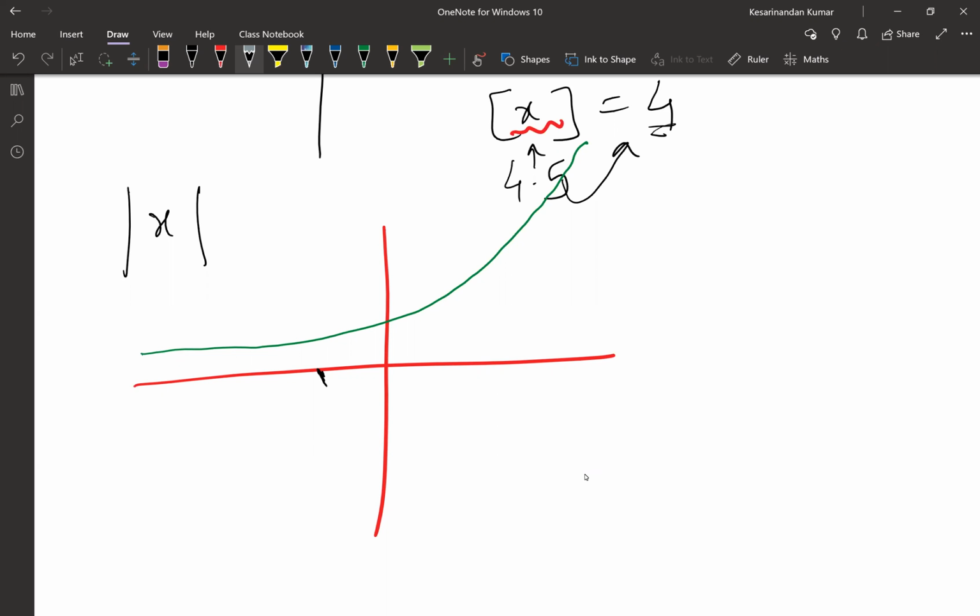No. If it's mod x, you only have to focus on mod x. That's it. We have something known as mod y also. There we consider the y-axis. What we did for x, we do the exact similar thing for y.